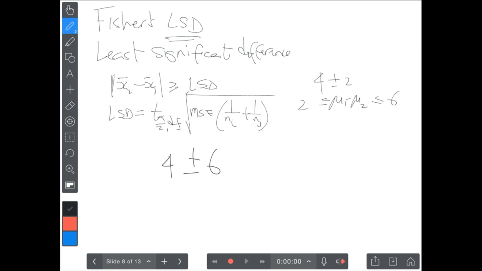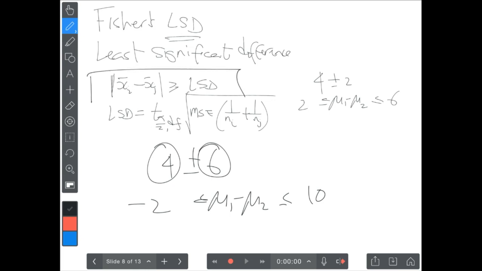So this would be mu1 minus mu2: 4 plus 6 is 10, but 4 minus 6 is negative 2. So in that case, the interval will contain the 0. If you don't want the interval to contain the 0, because remember, anytime the interval for a difference contains the 0, it is possible that the two population means can be the same, it means that your point estimate of that difference must be greater than the margin of error.